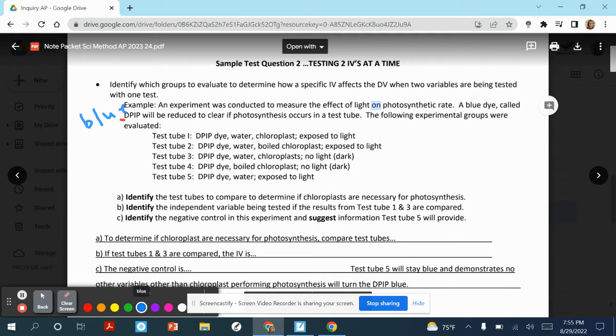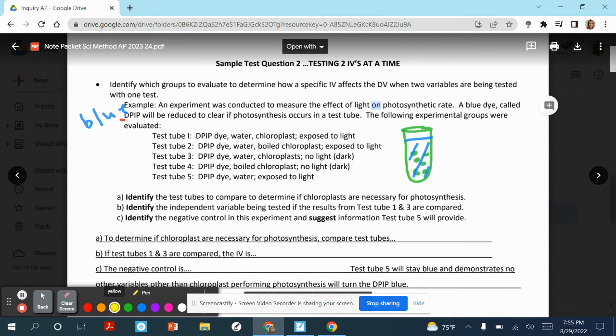So here's the setup of the experiment. I'm just going to draw it over here to the side a little bit so you understand what they're putting in their test tubes. So here's the test tube, and they are putting chloroplast in these test tubes. We're going to do some experiments similar to this, and they're putting that blue dye in there with some water. So initially this test tube is going to look blue.